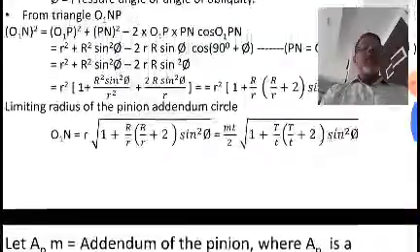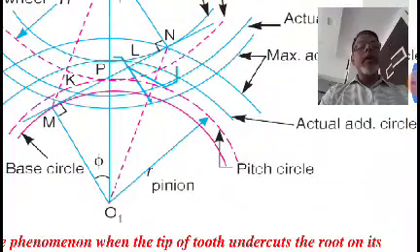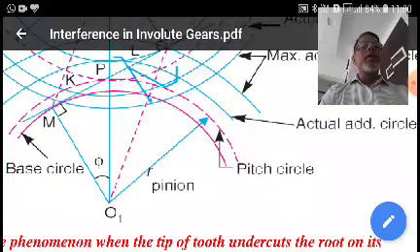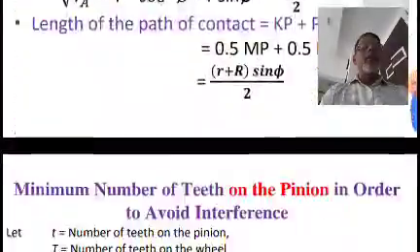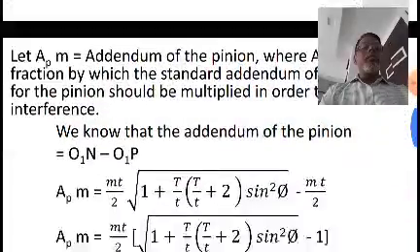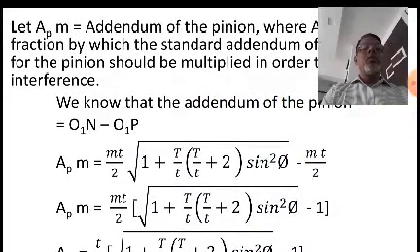So the addendum circle radius is O1N. Again you can see here in this diagram, O1N is the maximum addendum circle radius, minus O1P, right? O1P is the pitch circle radius. So the radial distance above the pitch circle up to the addendum circle, that is the addendum, right? Therefore here it is written O1N minus O1P.